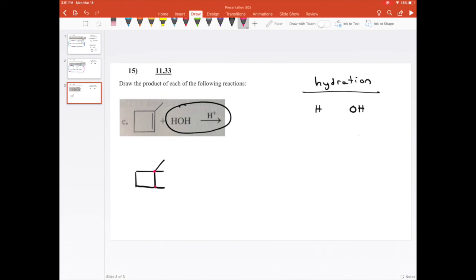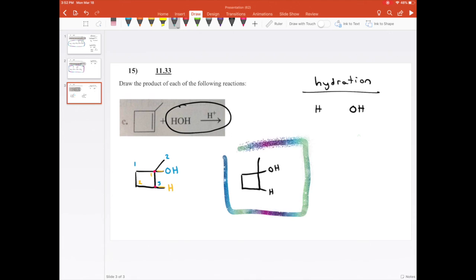The OH goes to the carbon that's bonded to more carbons. So consider this pink carbon on top. That's bonded to 1, 2, 3 carbons. The carbon on the bottom is bonded to 1, 2 carbons. Remember, these are new bonds that we're forming. There are no carbons in either of those bonds. And so the carbon on top is bonded to more carbons. That's the one that gets the OH. And the one that's bonded to fewer carbons gets the H. So this would be the product for the hydration of this molecule.